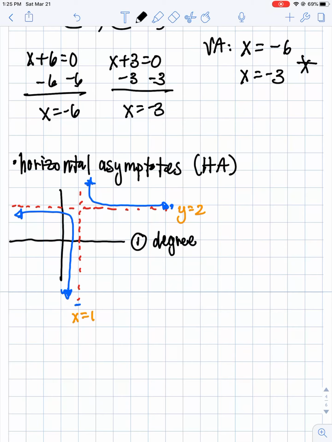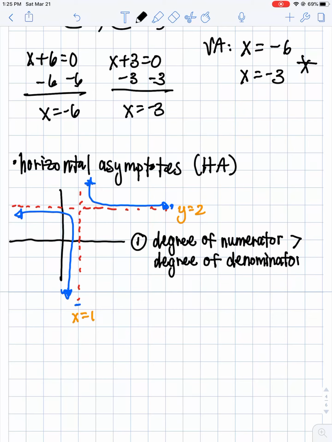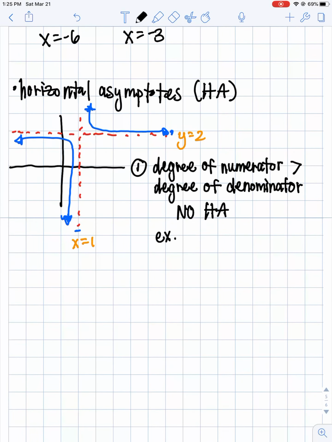Scenario 1: the degree of the numerator is greater than the degree of the denominator. And some of you are looking at me on this screen and thinking, degree? What the heck is degree? Degree is the highest exponent, guys. So when I say the degree of the numerator, I'm saying what's the highest exponent of the numerator and the highest exponent of the denominator. And if the degree of the numerator is greater than the degree of the denominator, then there is no horizontal asymptote, period. So let me give you an example of this.